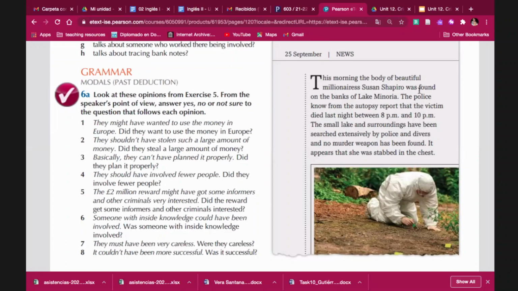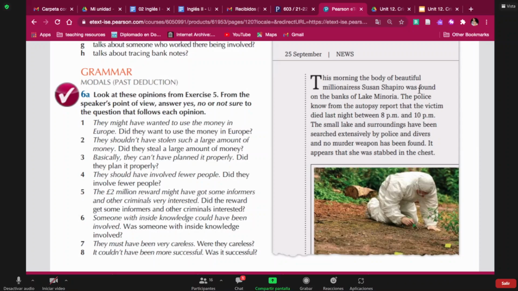Are we okay? So, Monica, would you please read the first and tell us yes, no, or not sure, please? They might have wanted to use the money in Europe. Did they want to use the money in Europe? Yes. De acuerdo a la oración dice, they might have wanted to use the money in Europe. Did they want to use the money in Europe? No, because it says might, no? So exactly. Because it's not sure. Because it says they might have. Okay, so because of this modal might have, we say we are not sure.